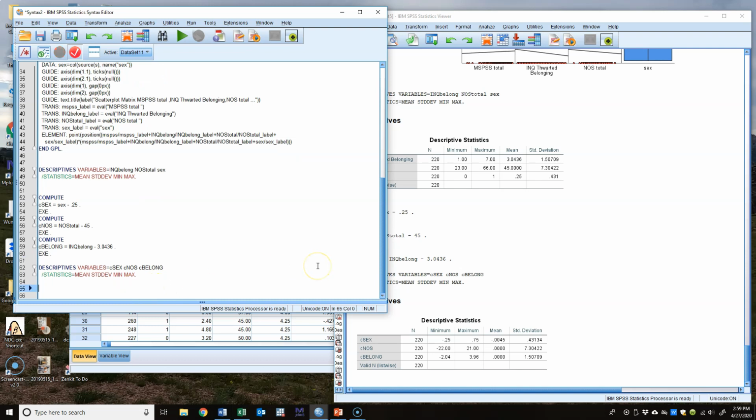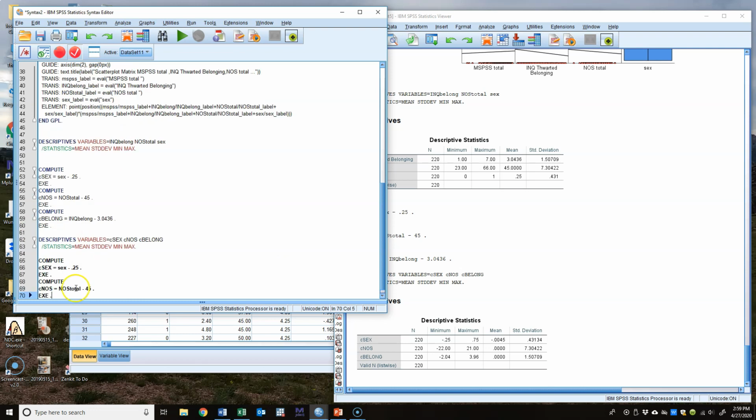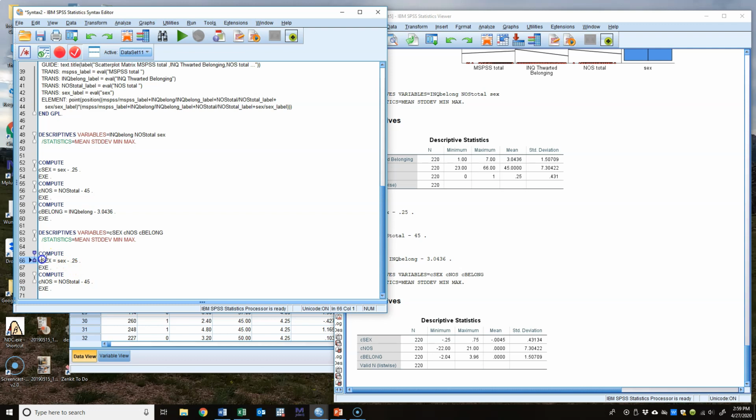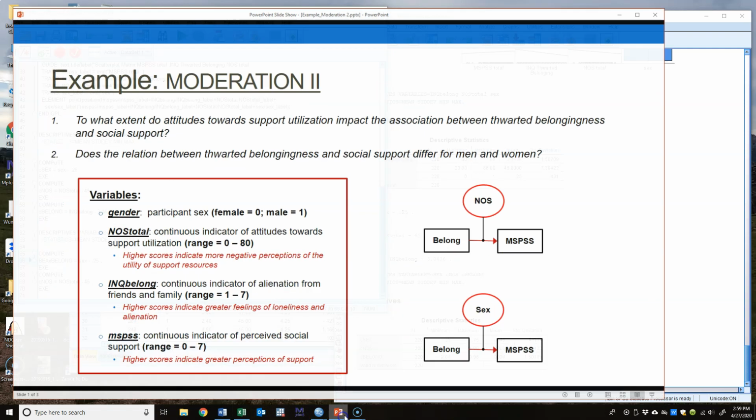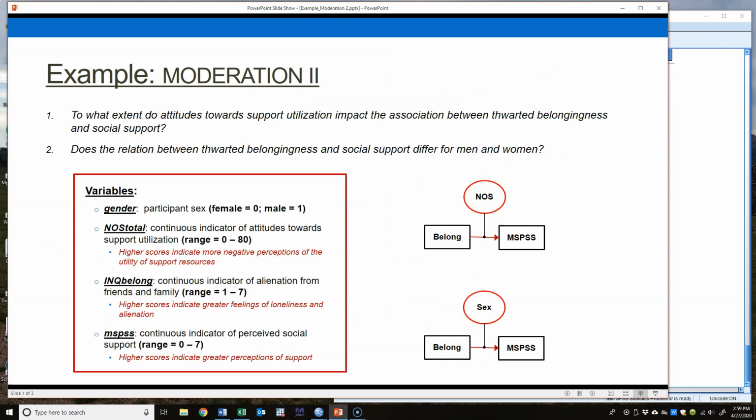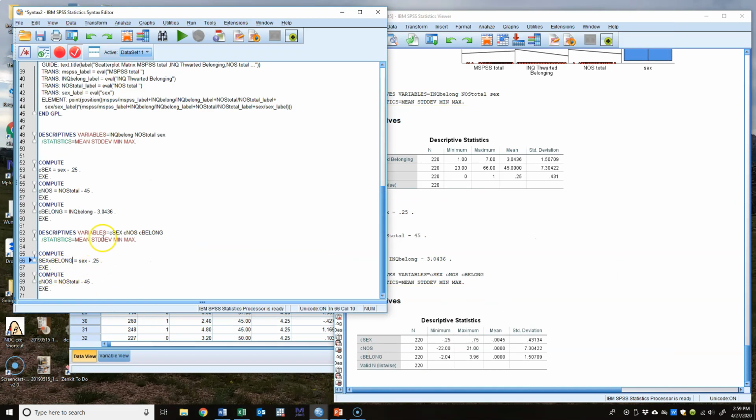Okay, so now what I need to do is create a couple other variables for my interactions. I'm going to create an interaction of sex times belongingness, because again, that was one of the interactions, and then NOS by belongingness. So sex by belonging is going to be equal to centered sex times centered belonging.